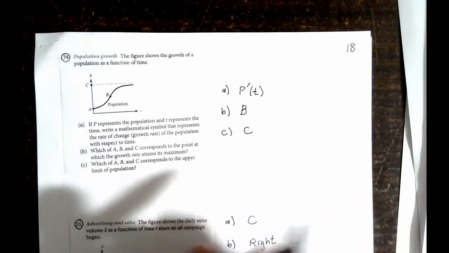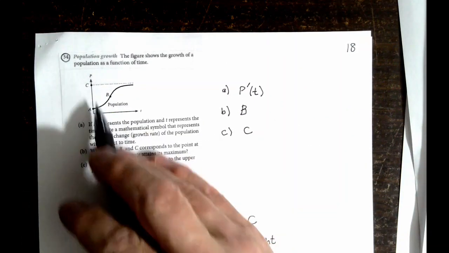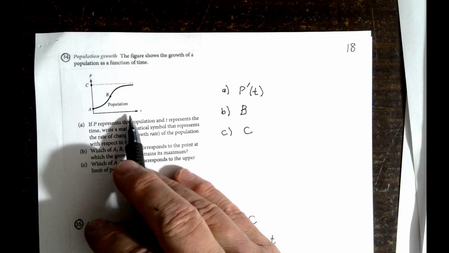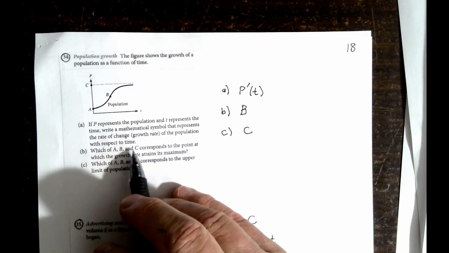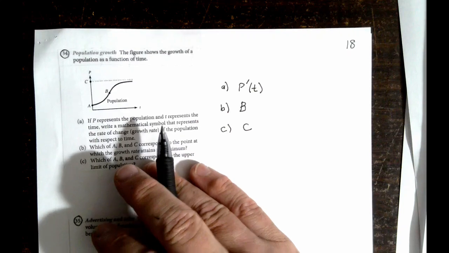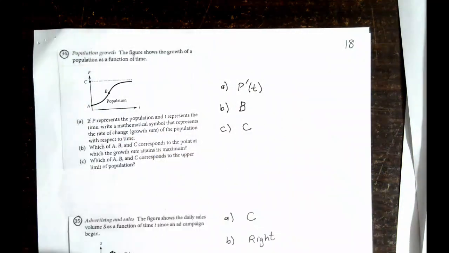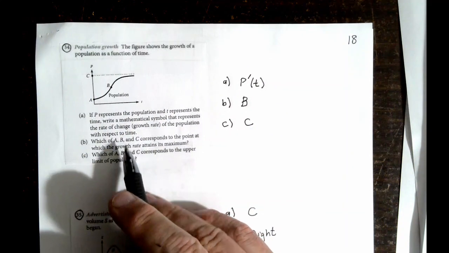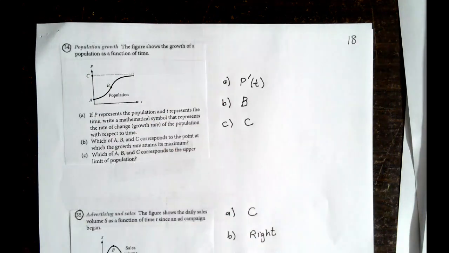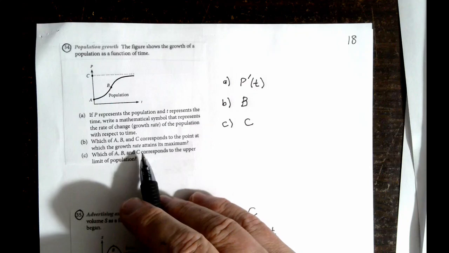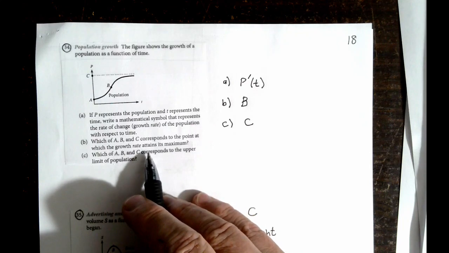34, it says if P represents a population and T represents time, write a mathematical symbol that represents the rate of change of the population with respect to time. So that's just the first derivative, rate of change. B, which of the A, B, and C here corresponds to the point at which the growth rate attains its maximum?